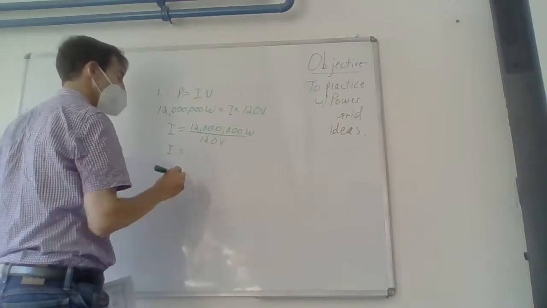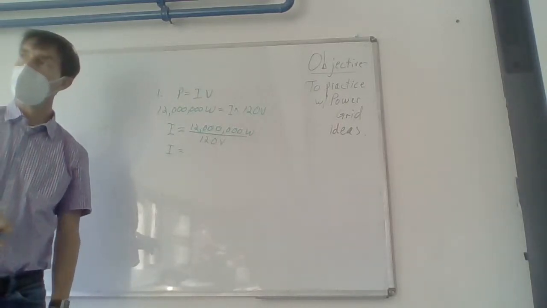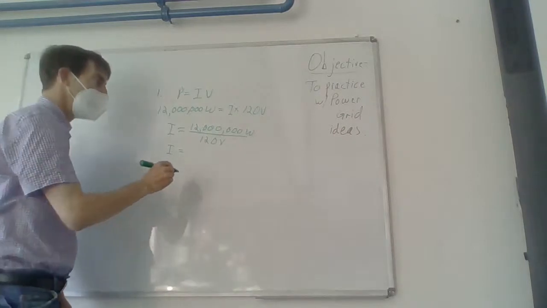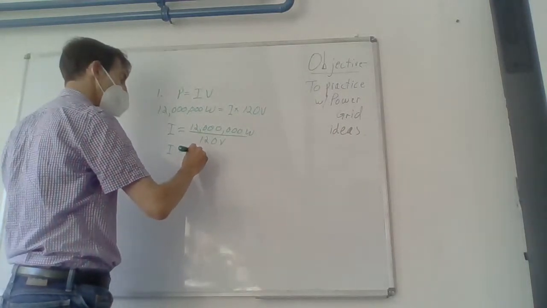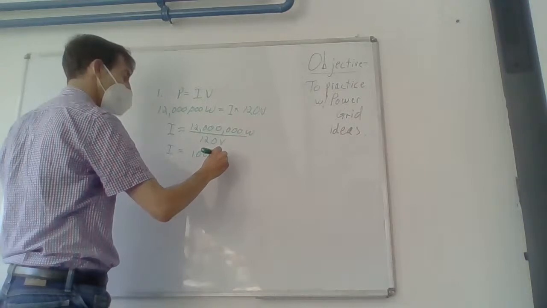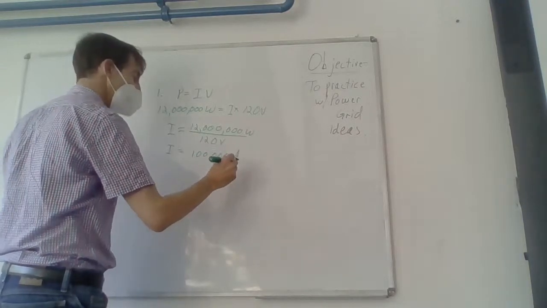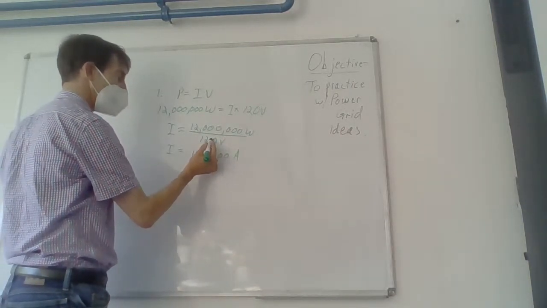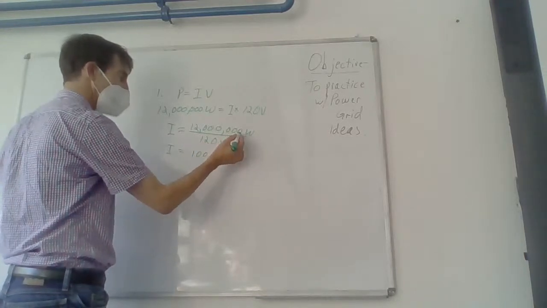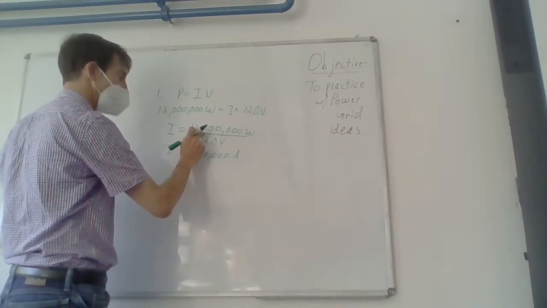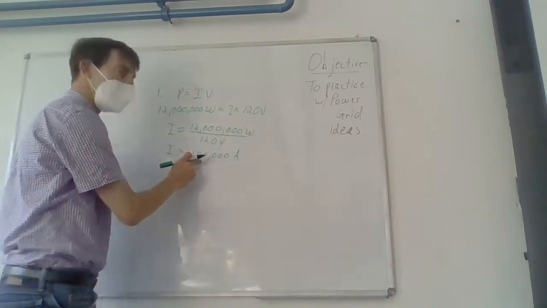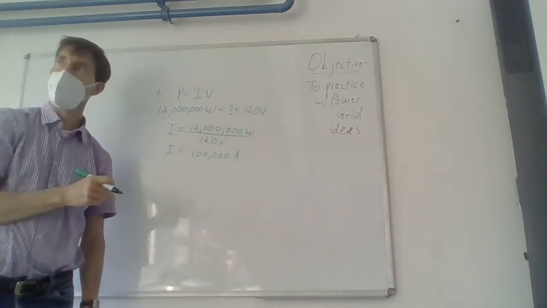Good. Timothy, what'd you end up with? Around 100,000 amps, right? I have to think about that always. So I have to take a zero off. So now it's 1.2 million divided by 12. That sounds about right. Did others get the same? Does that sound good? Yeah, I think so.